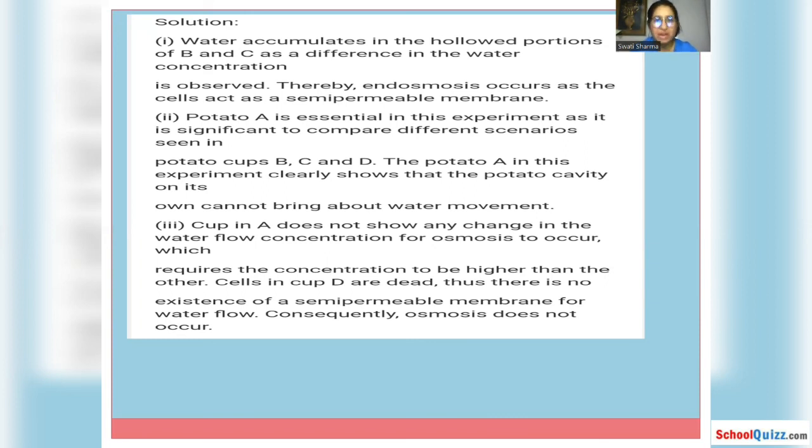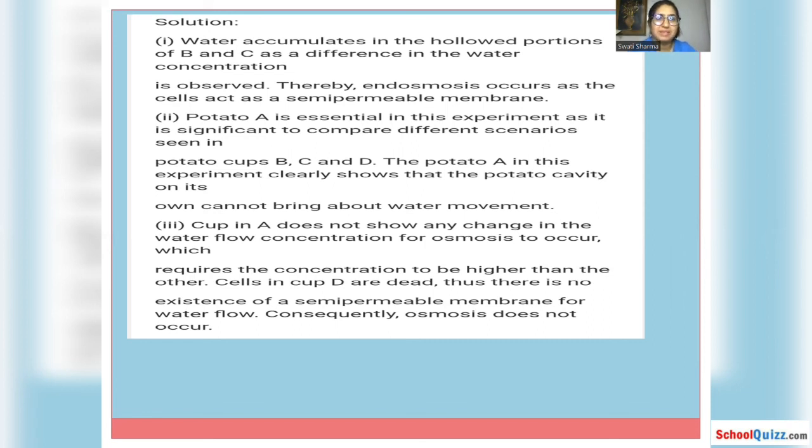Second, potato A has significance in this experiment to compare different scenarios. If we have some reference, then in reference to that we can compare other entities, cups B, C and D. Potato A clearly shows that the potato cavity on its own cannot bring about water movement. So cup A is working as a reference. Cup A does not show any change in the water concentration, as osmosis requires a concentration difference.